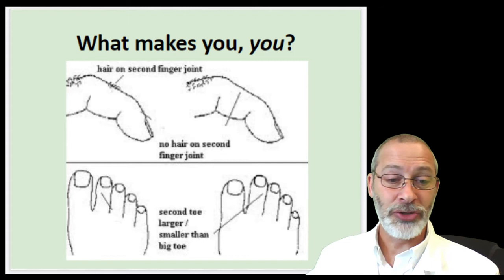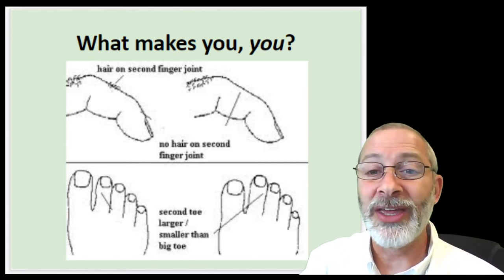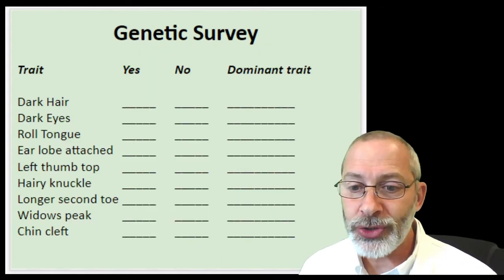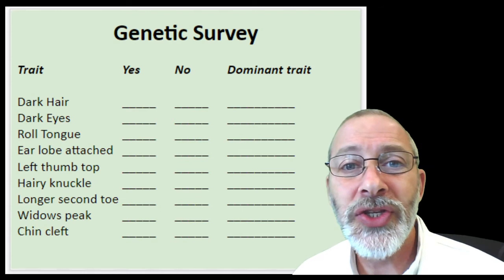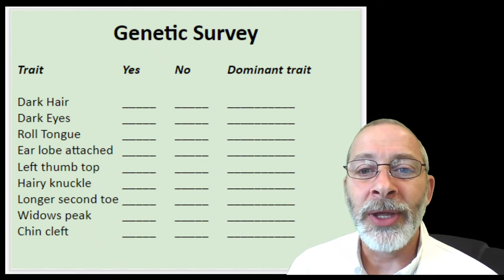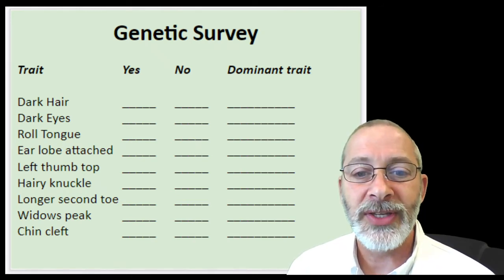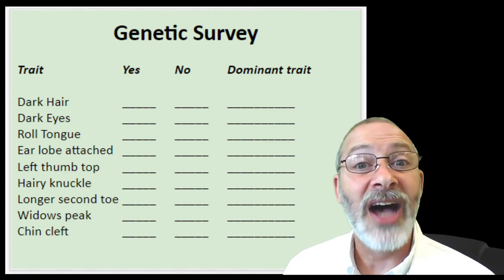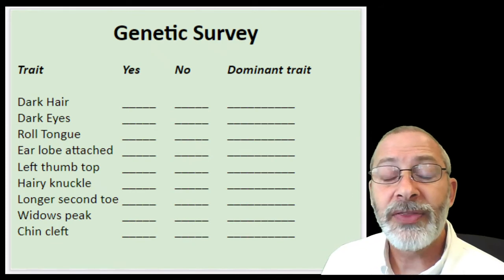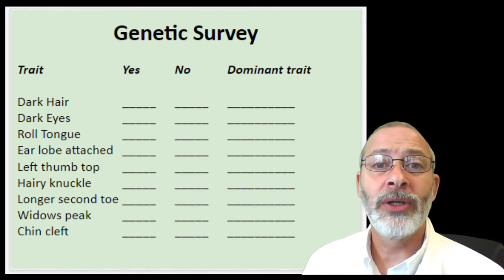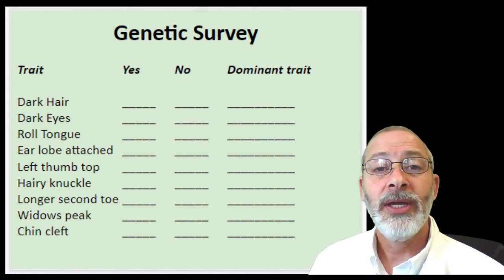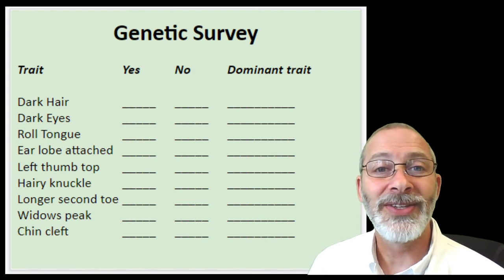It's interesting. Again, these are all things related to genetics. So let's do a quick genetic survey here as a class, and we're going to determine whether any of these characteristics that we've looked at are dominant or not in our class. As we look at this genetic survey, I'm going to ask you to pause the video and fill this out as a class and just see how you are as a class and then discuss. So pause me now.